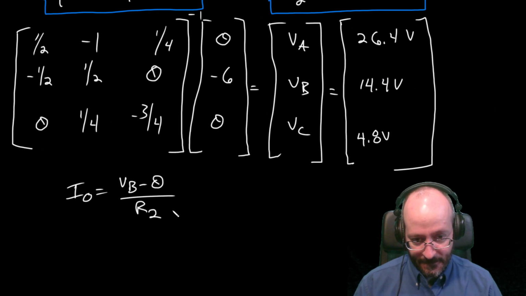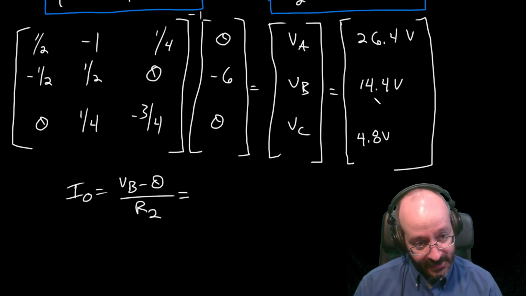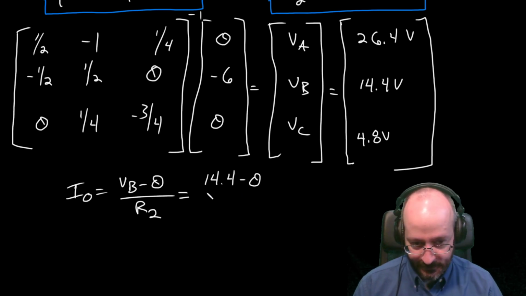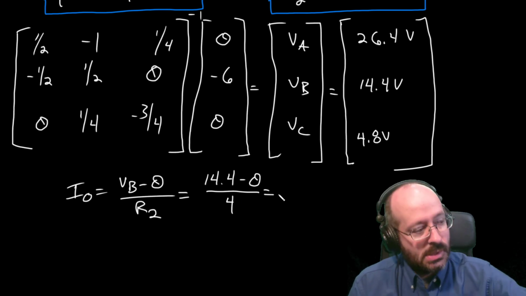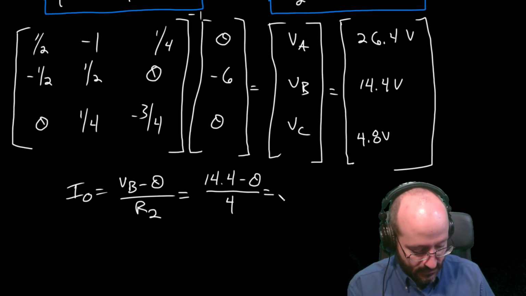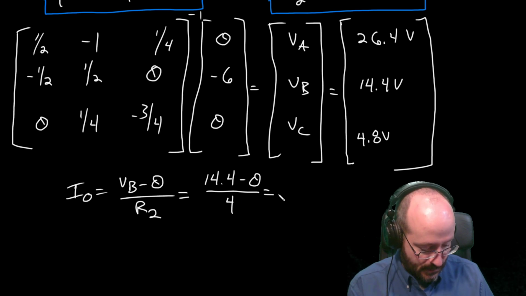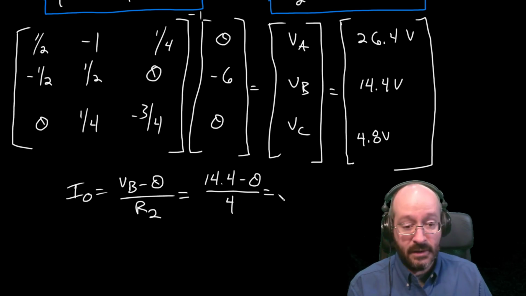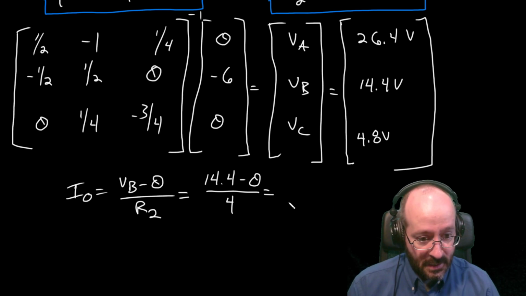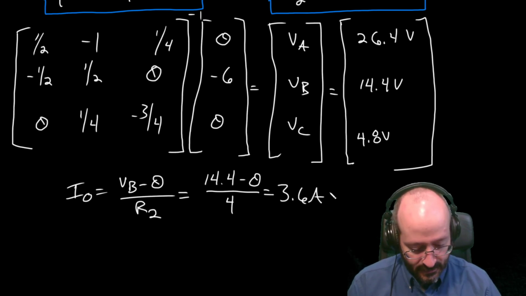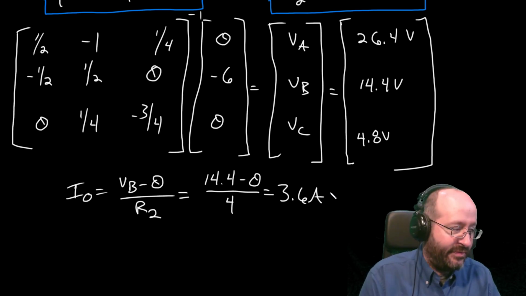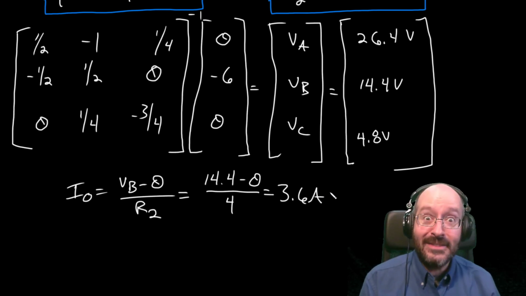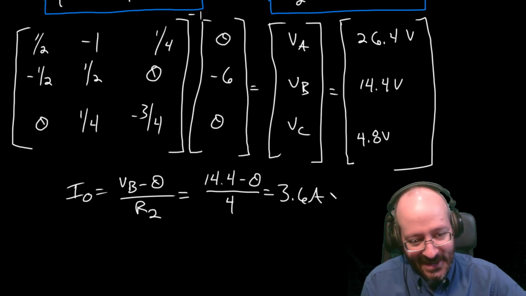Okay. Well, look, now I know VB, right? It's 14.4 minus 0. Kind of feels silly writing that, but there it is. Over 4. All right, so grab your calculator. Take VB and divide it by 4. So it's going to be 3.6 amps. Okay? Find the node voltages. Use them to find any value in the circuit.